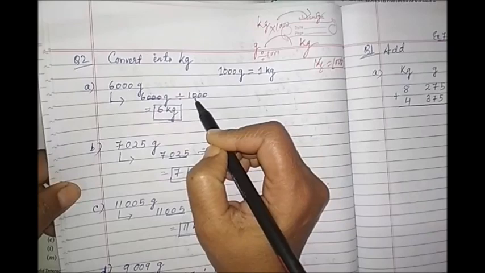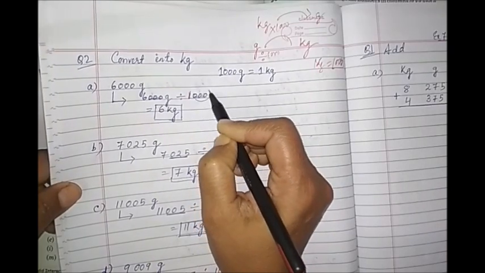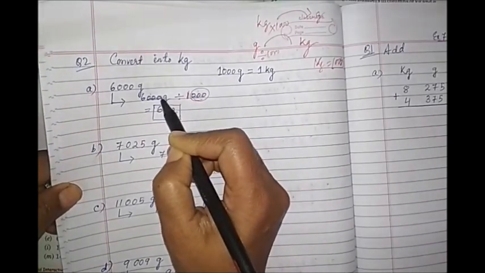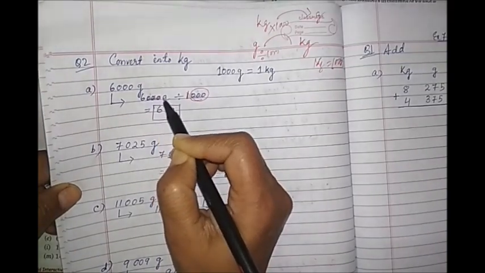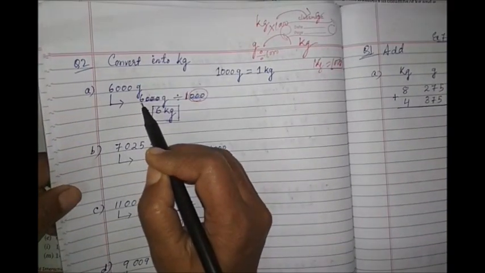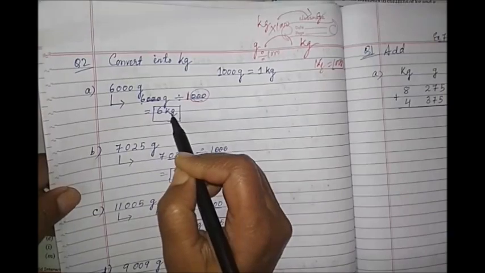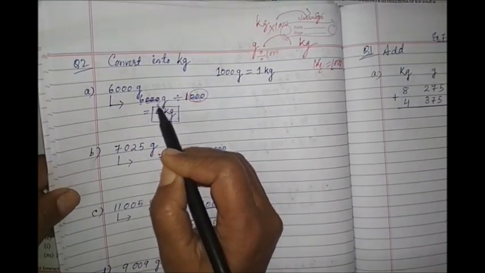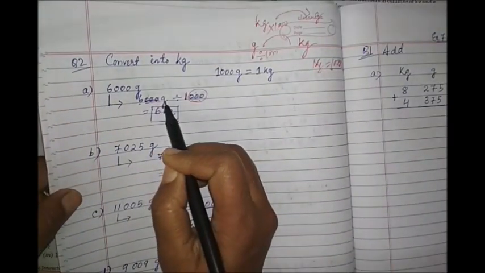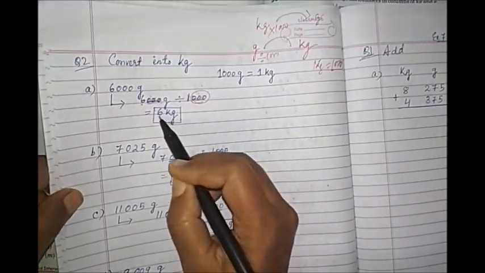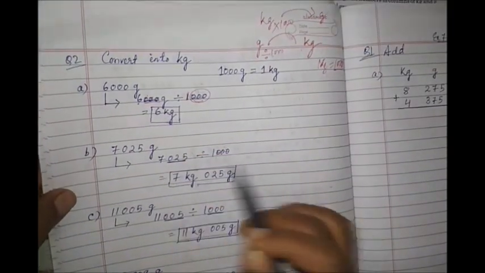How? See, in 1000 how many zeros are there? 3 zeros are there. So you take these 3 places. Okay, whatever is left, that is kilogram. 6 is left, 6 kilogram, and these 3 places will be gram. So 000 gram means no gram, so you can write 6 kilogram.